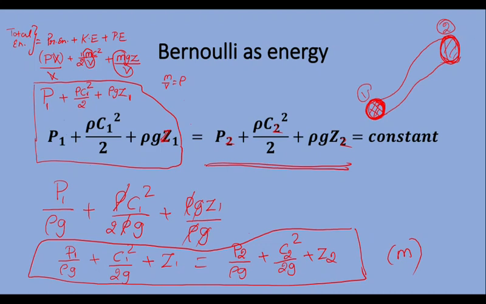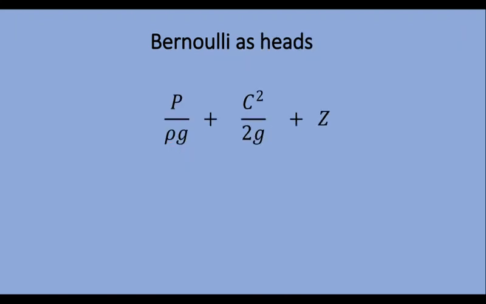So Bernoulli says head is written as P by rho g, which is nothing but the pressure head. This is what we call the pressure head, because we have the pressure term here. Do you see the pressure term here? So this is called pressure head.